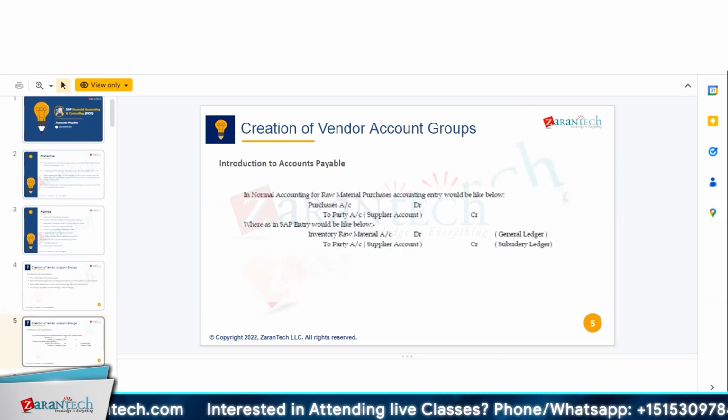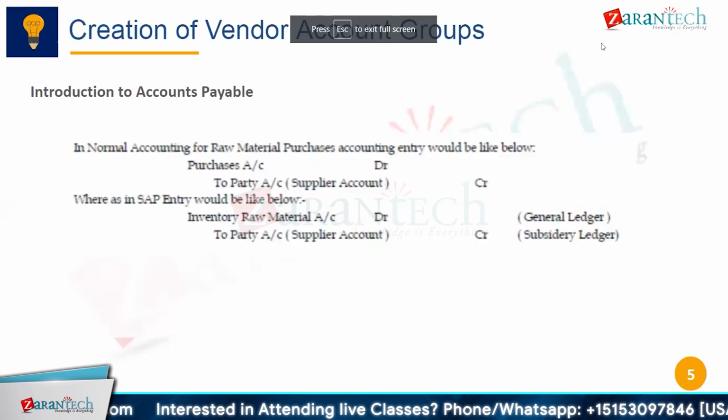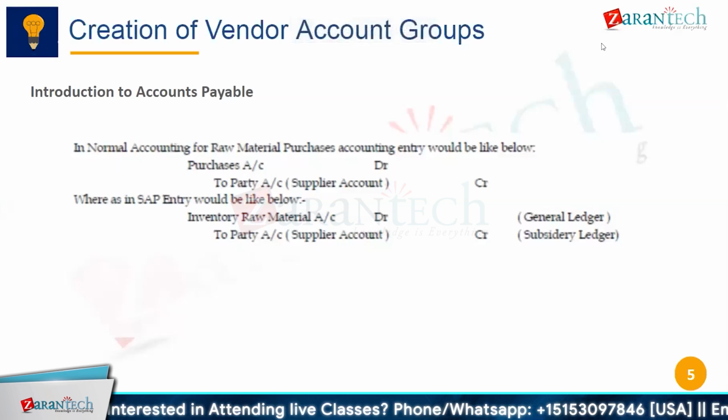So if you are looking at normal accounting for raw material purchasing, the accounting entry would be like debit purchases account, credit suppliers account. In SAP, it will be debit the inventory raw material account, credit the subledger.